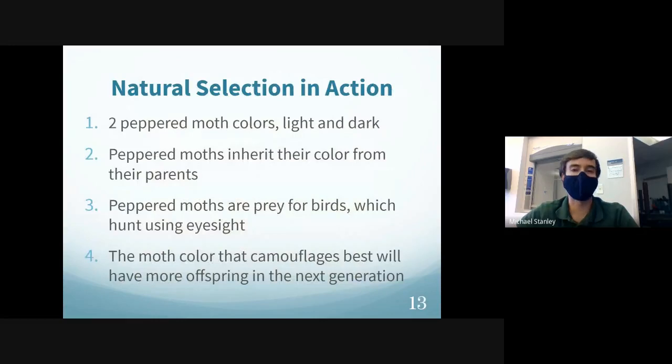We talked about the example of the peppered moth, where they started off as mostly gray, but then as the environment got blacker and blacker from all the soot and the dirt, the black moths started to become more prevalent because they started to be better at hiding from predators.